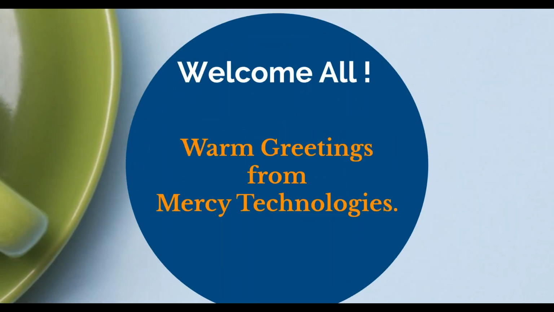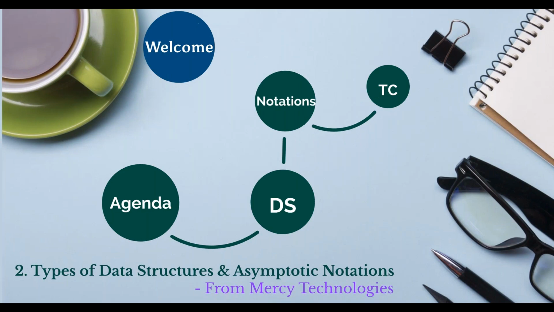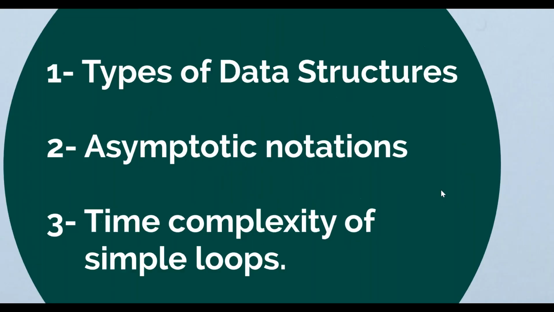What is our agenda today? What we are trying to learn today? Our agenda for today is we'll be learning what are the types of data structures, what is asymptotic notation, and how to calculate time complexity of simple loops. This is a 3-point agenda, guys. This is what we are trying to see in today's session.